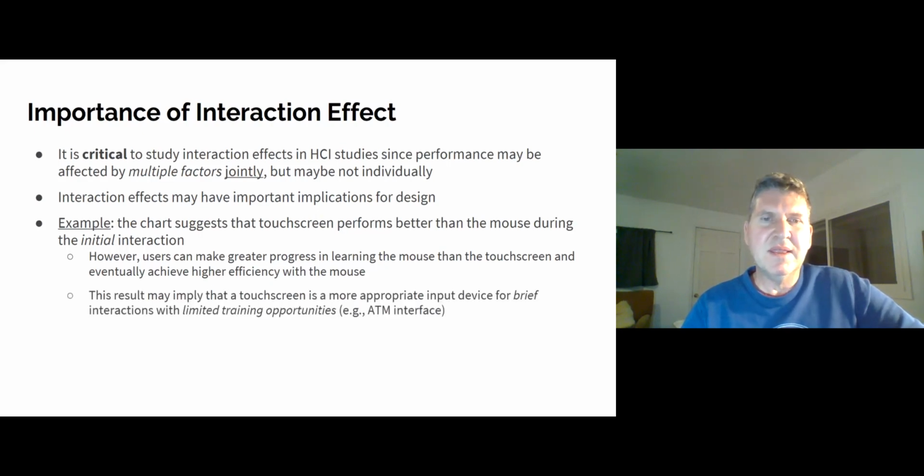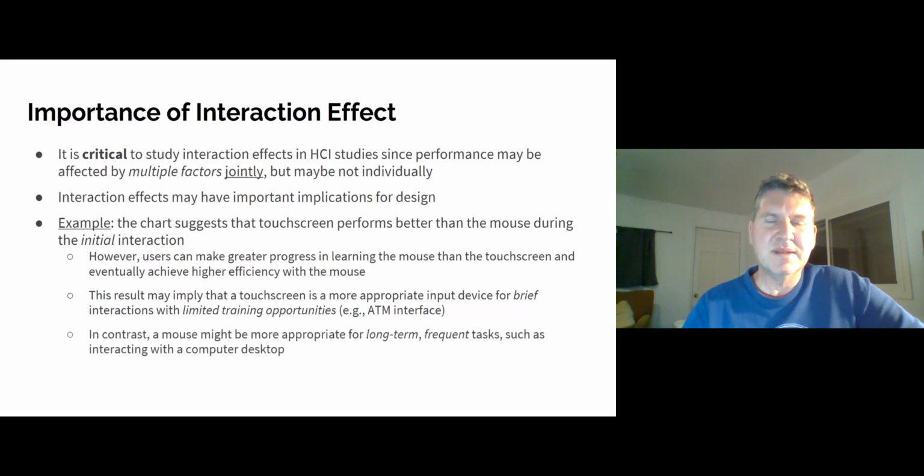So again, this gives us some opportunities that we can identify that can help us understand how these implications affect the study and the research hypotheses that we're trying to look at. So again, this might imply that a touchscreen is better for brief interactions with limited training opportunities, but a mouse might be appropriate for something where you're using it all the time and you learn how to become proficient.